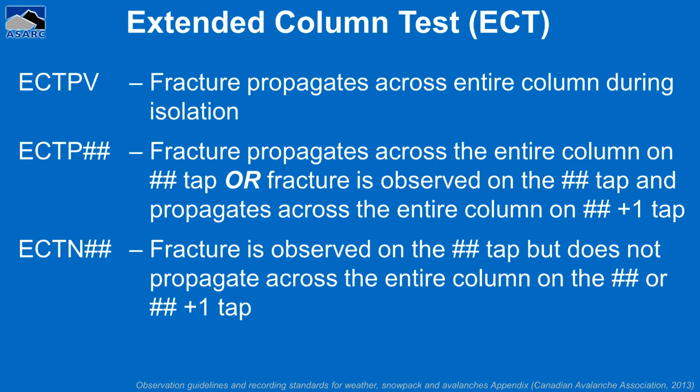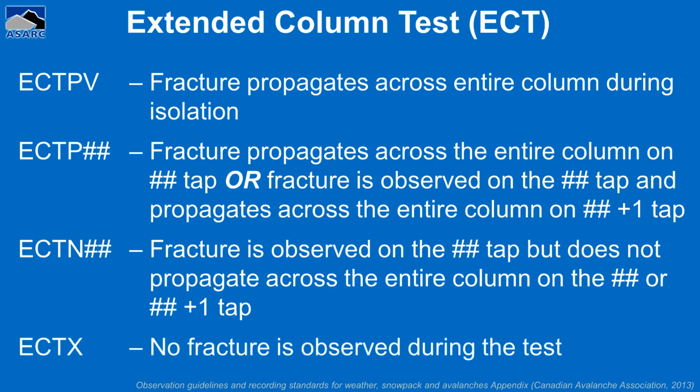The result is also ECTN followed by the number of taps if the fracture only propagates across part of the column on the number or number plus one tap, or if it takes more than one additional loading step to propagate across the entire column. Finally, the result is recorded as ECTX if no fracture was observed during the test.